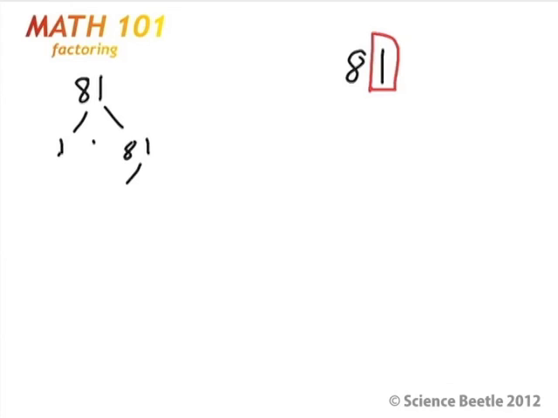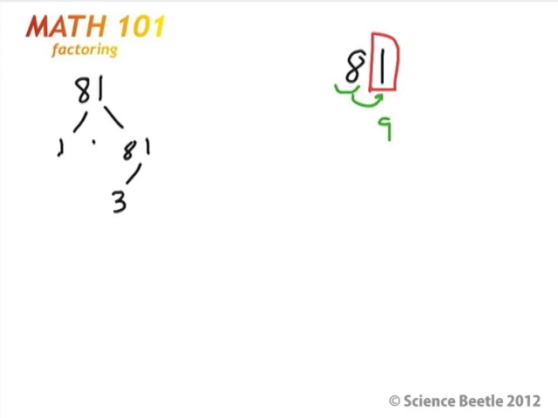So 2 is not a good answer here. So what if I do 3? Well, remember the shortcut. If I do 3, one of the shortcuts is if I add the 8 plus the 1, that gives me 9. Can 9 be divided by 3? Yes. So one of the factors there, 3, is going to be a factor of 81.